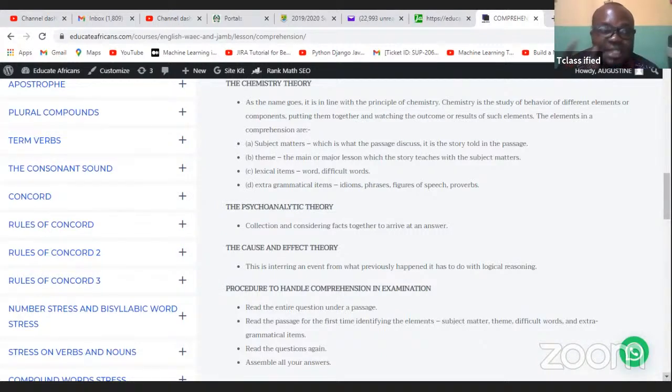So you read a passage, the storyline tells you the subject matter, whereas the theme is the main or major lesson. The lesson that you're learning from that comprehension is known as the theme. So the major lesson which the story teaches is the theme. The story is the subject matter, whereas the theme is the major lesson that you get from the storyline. Then lexical items are words, difficult words.